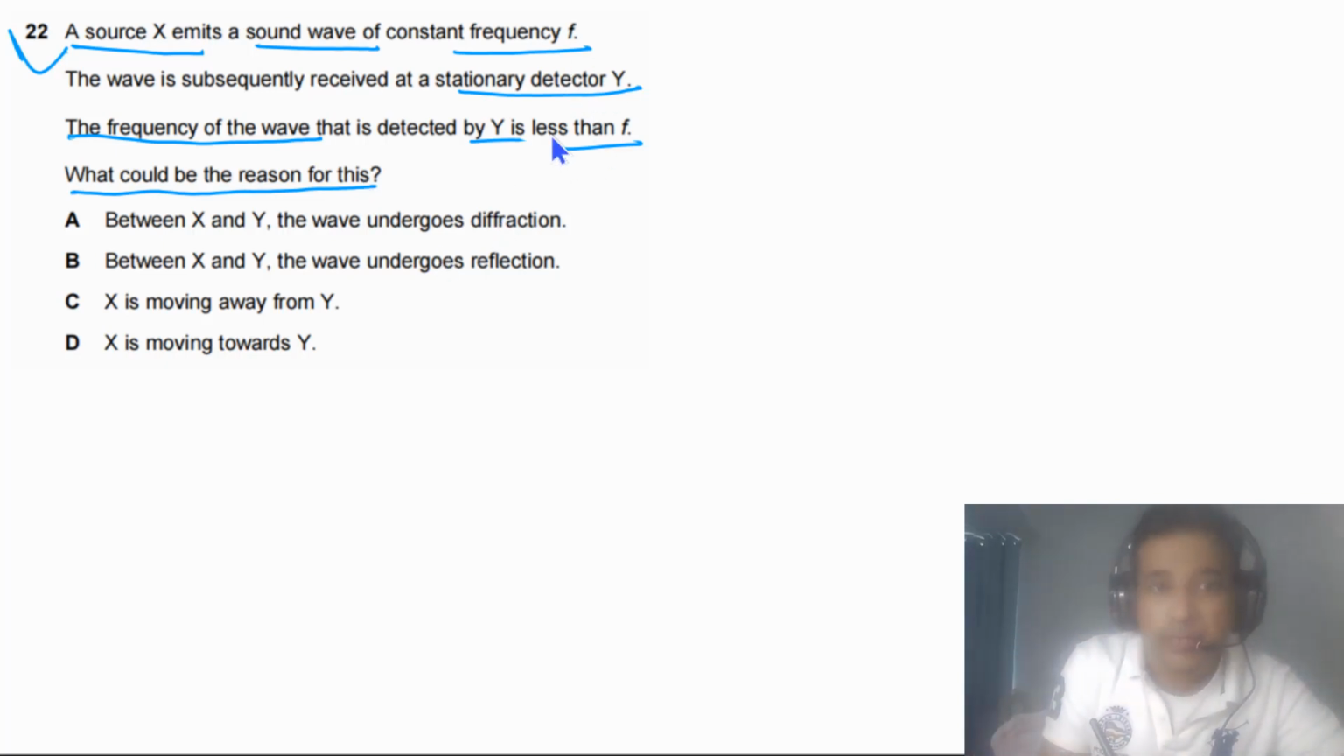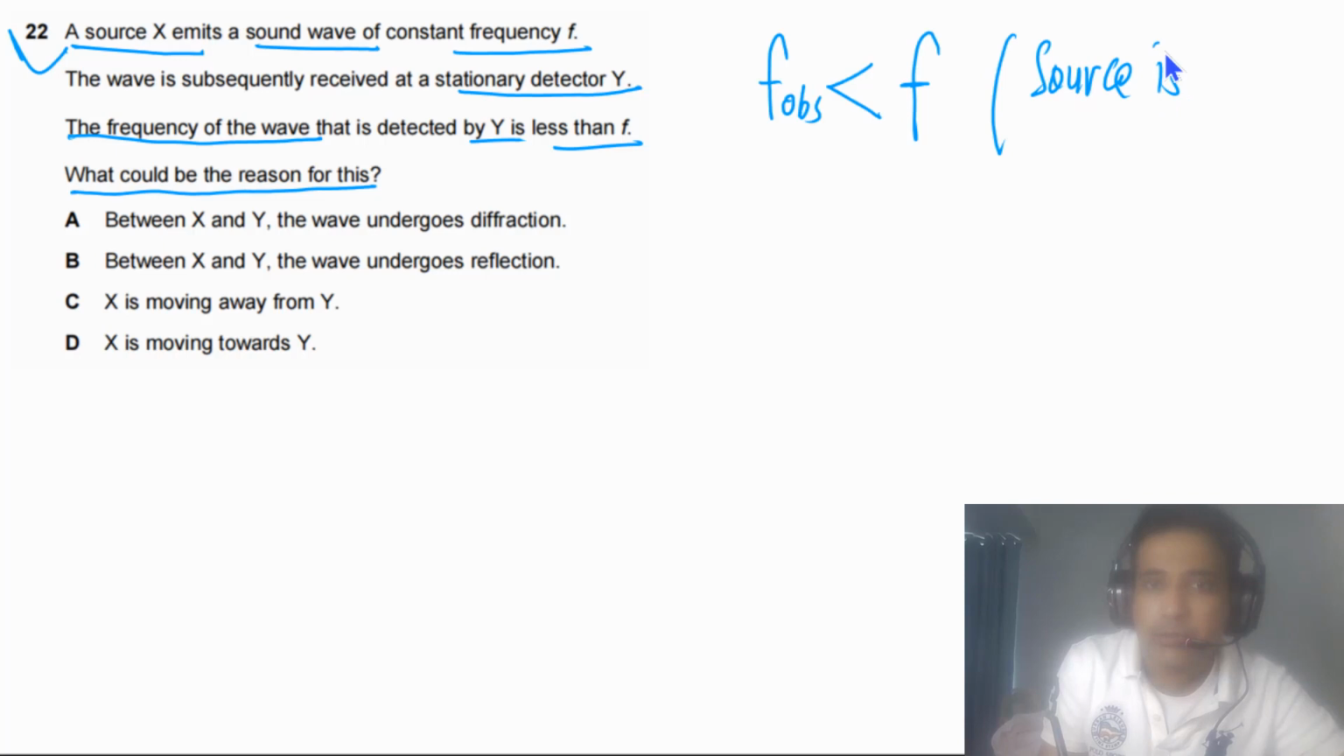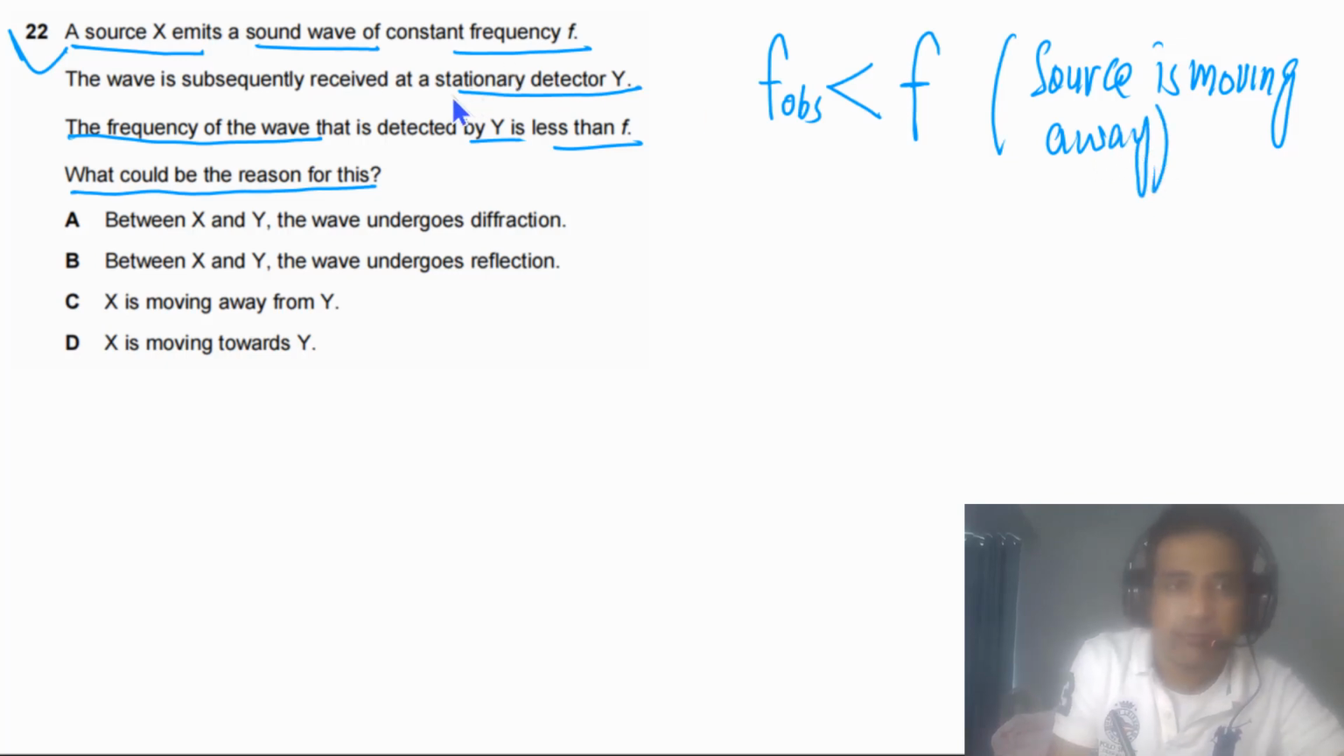Due to the Doppler effect, it is given to us that the observed frequency in this case is less than the emitted frequency. It means that the source is moving away. So pretty straightforward question. We can simply say in this case the source is moving away because the listener is at rest. So the answer for this one has to be C.